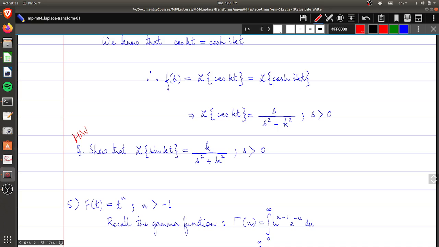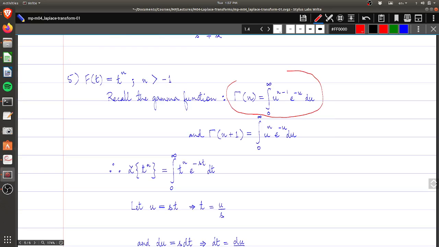All right. The next example is, let's say, I have the function t to the power n, the polynomial function, where n is greater than minus 1. So n could take the value 0, 1, 2, 3 and so on. For that, we'll recall the gamma function. Remember the gamma function from your undergraduate, or when we discussed Bessel functions, where I also talked about the gamma function.